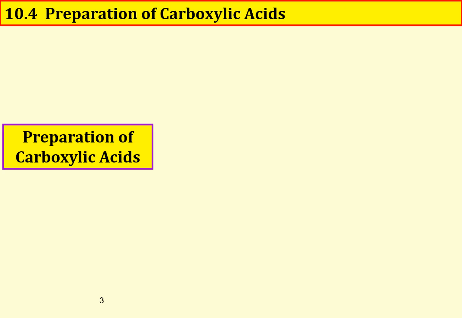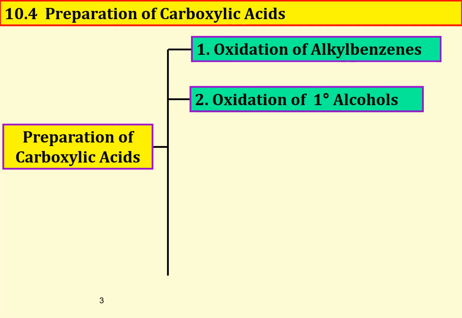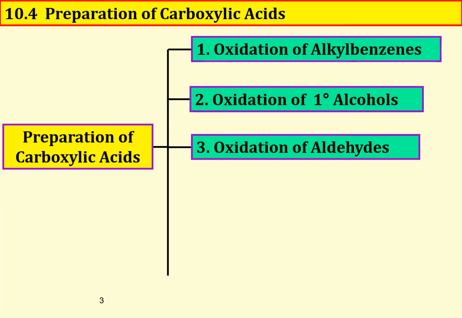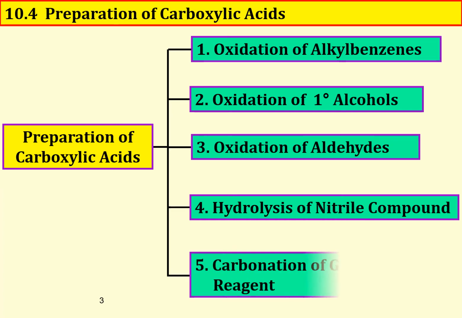Carboxylic acid can be prepared by first method, oxidation of alkylbenzene. Second method, oxidation of primary alcohol. Third method, oxidation of aldehydes. Fourth method, hydrolysis of nitrile compounds. The fifth method is carbonation of Grignard reagents.